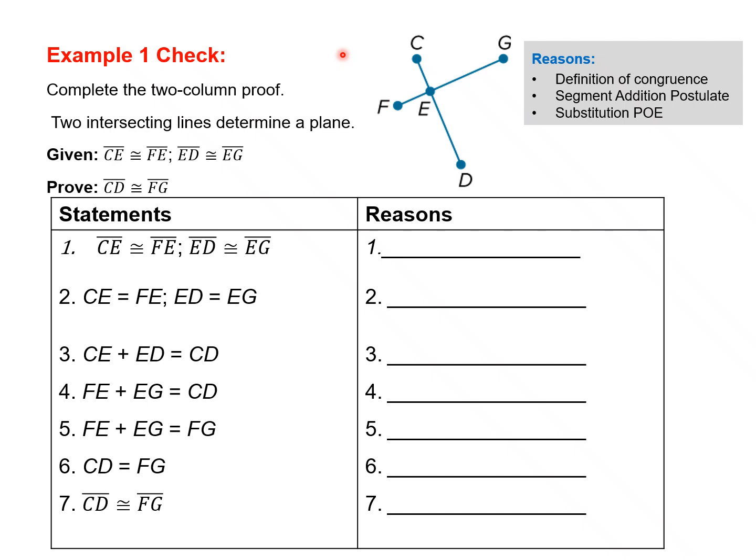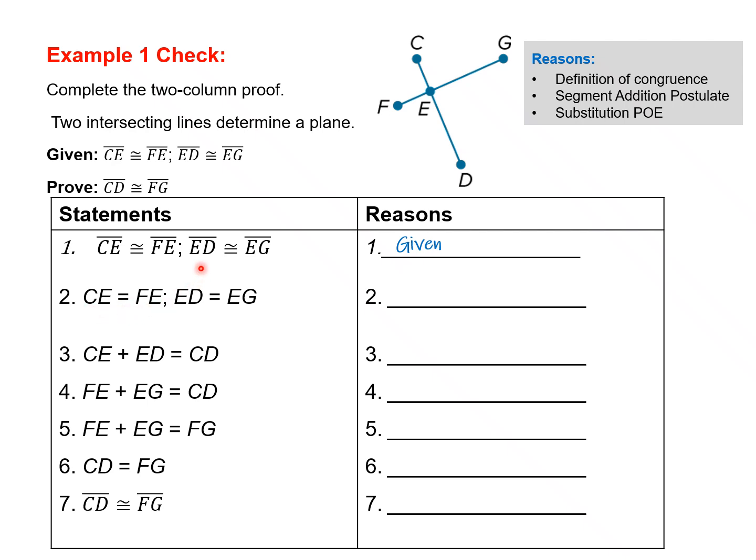So what is almost always our first reason? It's not in the boxes here because we should know it by now. It is given. The first reason is given. Next, how are we able to go from saying that line segment CE is congruent to line segment FE to saying that their lengths are equal?